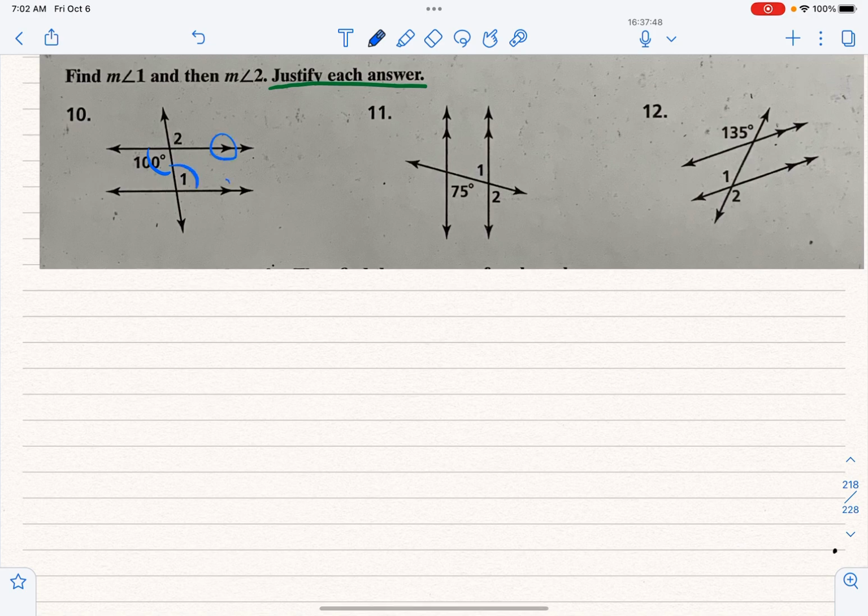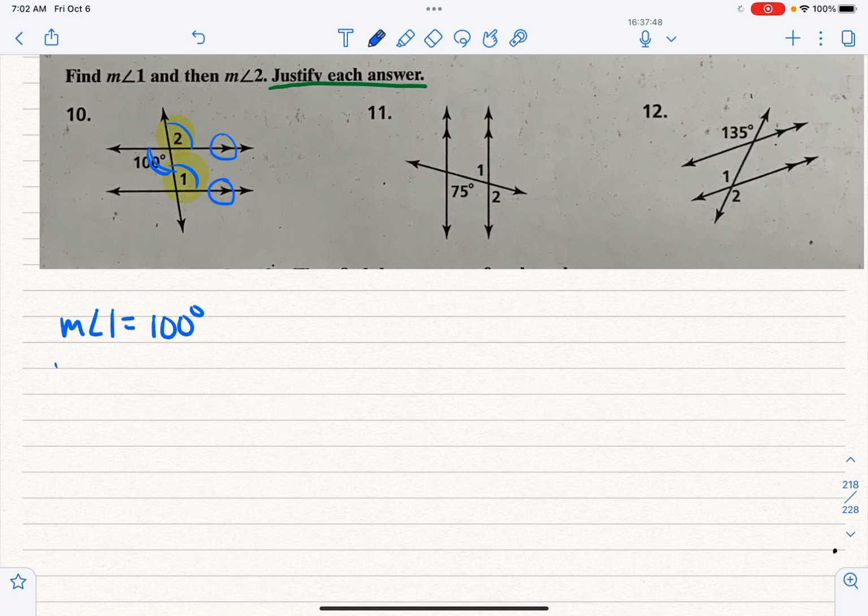Now it shows that they're parallel lines. So I know that alternate interior angles with parallel lines are congruent. And then also this angle and this angle are vertical angles, okay? Now the other thing I do notice though is that 1 and 2 are corresponding angles of parallel lines, so they'd be congruent. So I'm going to say the measure of angle 1 is equal to 100.